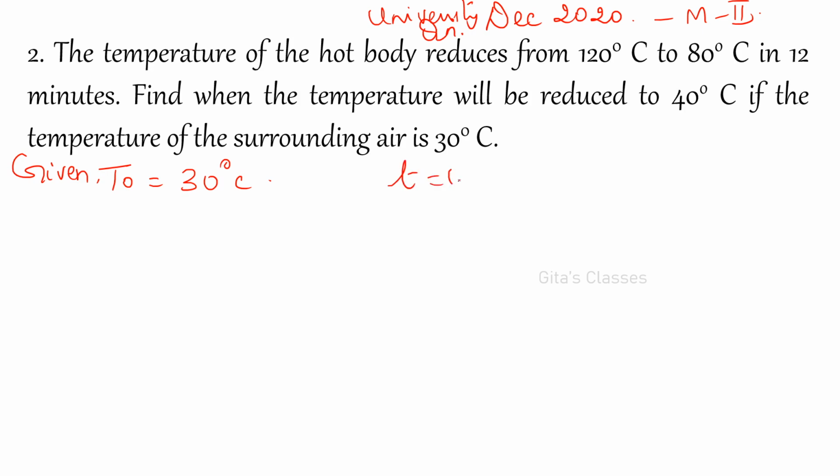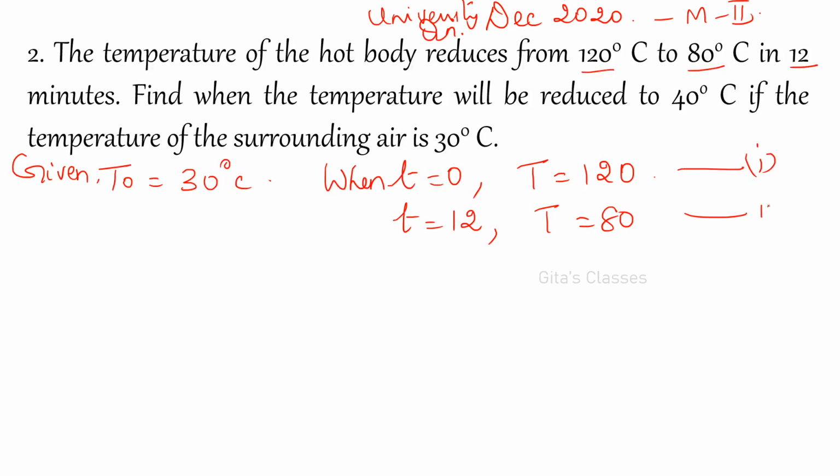And when small t is equal to 0, the initial condition, the temperature of the hot body reduces from 120 to 80 in 12 minutes. That means initially it was at 120 degrees C, that is at t equal to 0. When t is equal to 0, capital T is 120. When t is equal to 12, capital T is 80. So these are the conditions given. We have to apply both conditions to find out C and k.